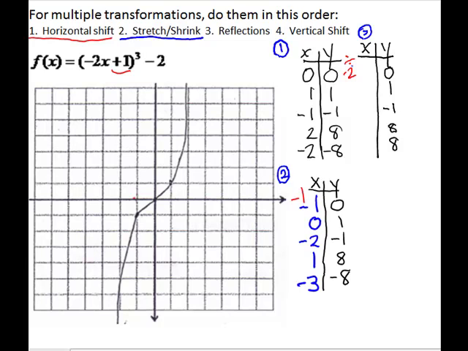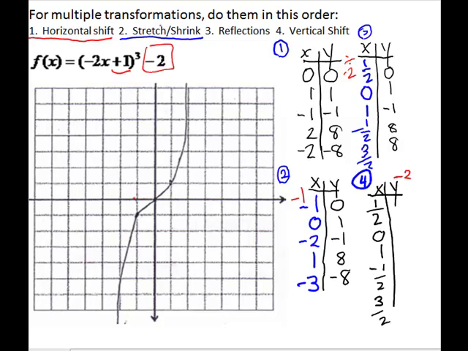So negative 1 divided by negative 2 gives me a positive 1/2. 0 divided by negative 2 gives me 0. Negative 2 divided by negative 2 gives me a positive 1. 1 divided by negative 2 gives me a negative 1/2. And negative 3 divided by negative 2 gives me a positive 3/2.